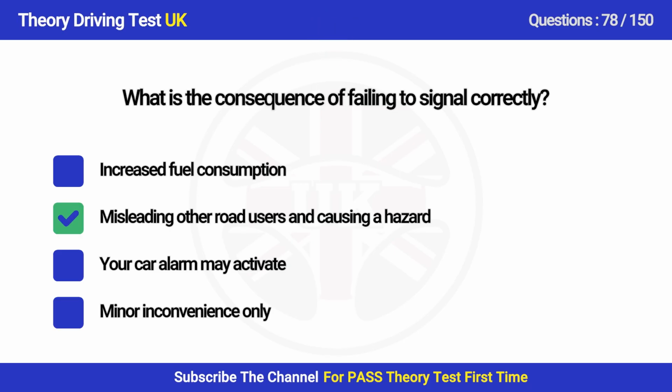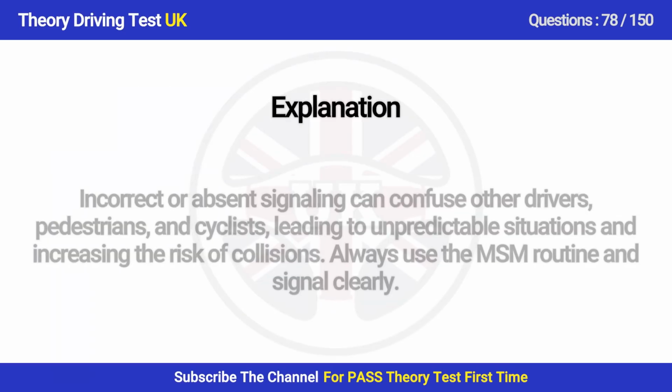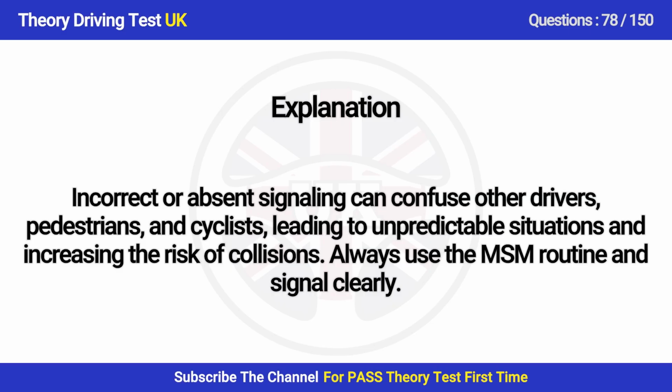Answer is B. Misleading other road users and causing a hazard. Incorrect or absent signaling can confuse other drivers, pedestrians, and cyclists, leading to unpredictable situations and increasing the risk of collisions. Always use the mirror-signal-maneuver routine and signal clearly.